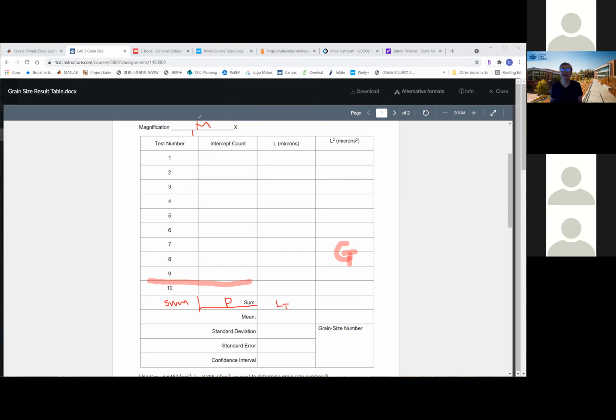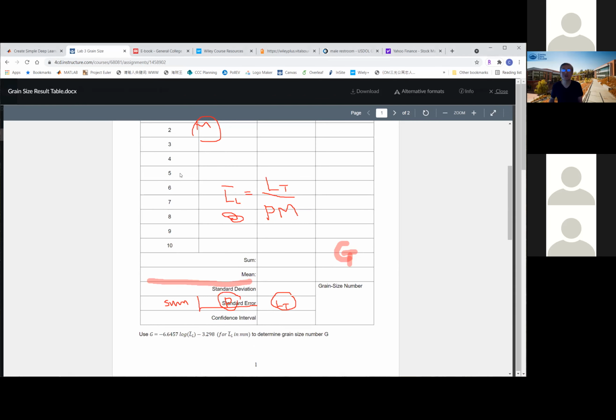So you got an M over here. You sum all these numbers to be the P. You sum all these numbers as the LT, and then you got the L bar to be LT over P times A. Then you use this one to get the G number, which is the equation that I listed at the bottom here. This equation is the equation in your textbook as well.